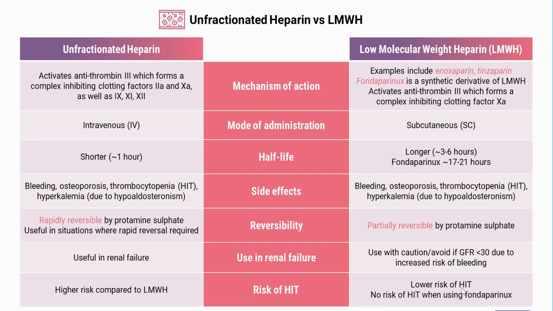Reversibility, we will see this ahead: unfractionated heparin is rapidly reversible by protamine sulfate, useful in situations where rapid reversal is required. And low molecular weight heparin is partially reversed by protamine sulfate. Use in renal failure: unfractionated heparin can be used in renal failure, but low molecular weight heparin is used cautiously in renal failure, especially in patients having GFR less than 30, due to increased risk of bleeding.